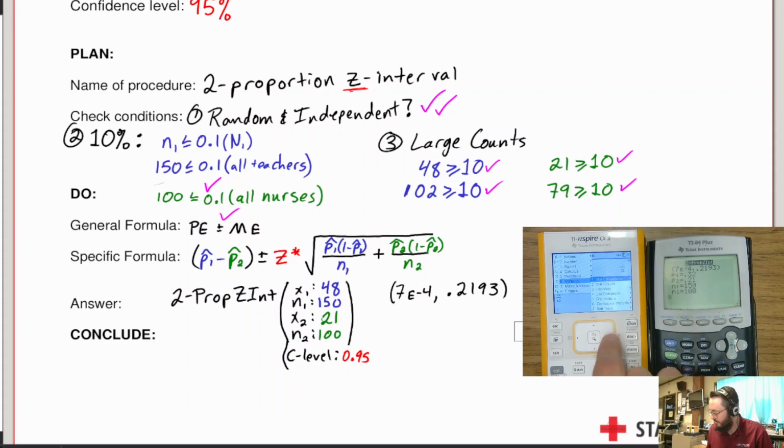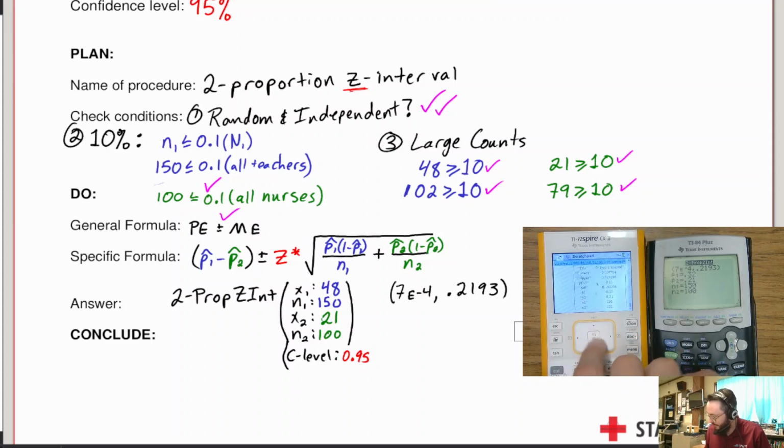Statistics. Confidence intervals. Notice I'm not hitting the center; I'm going off to the side. And then line 6, 2-prop z interval. x1, 48. N1, 150. X2, 21. N2, 100. C level, 95. Enter.